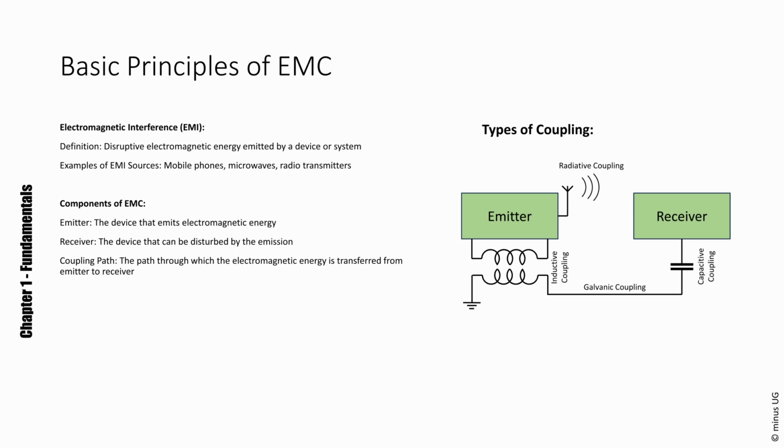Radiative coupling. Also known as electromagnetic or antenna coupling, this involves the transmission of electromagnetic energy through space from the emitter to the receiver. This can happen intentionally, as in radio communications, or unintentionally, leading to interference. Understanding these coupling mechanisms is crucial in the field of EMC for designing systems that can coexist without interference, or for diagnosing and solving EMC issues.